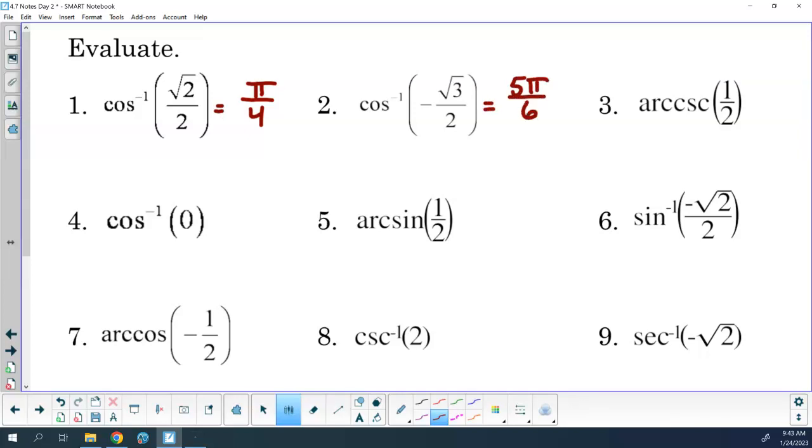The best part about cosine is it's whatever's on the unit circle. It's none of this, I've got to figure out what the negative angle is. We save that for sine. Okay, do 4 and 7 for me right now. 4 and 7, and then we'll talk more about the other ones.